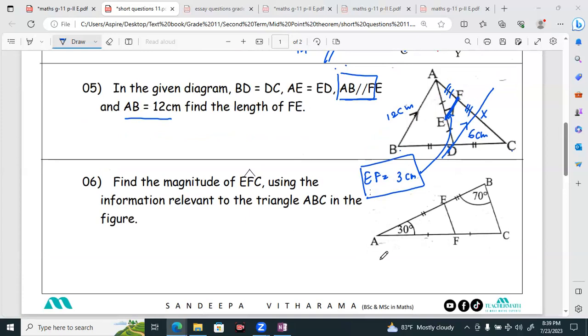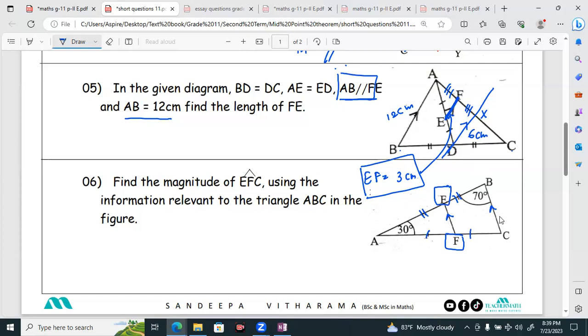Now, how do we detect that it is based on the midpoint theorem? Because you can see that it is given that the straight line segments on either side of the given two points are equal to each other. Therefore, we can detect that FE is the straight line segment which joins the midpoints of two sides of the triangle ABC. It is parallel to the side BC.